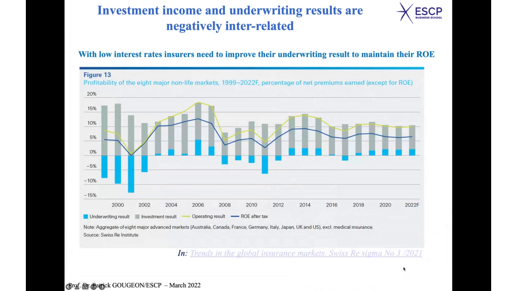Here you have it again. It's again the same type of illustration. The previous slide was for the US, but you see that if you look at it for a bundle of countries, Australia, Canada, France, Germany, Italy, Japan, UK, and the US, we would have the same observations. Okay.